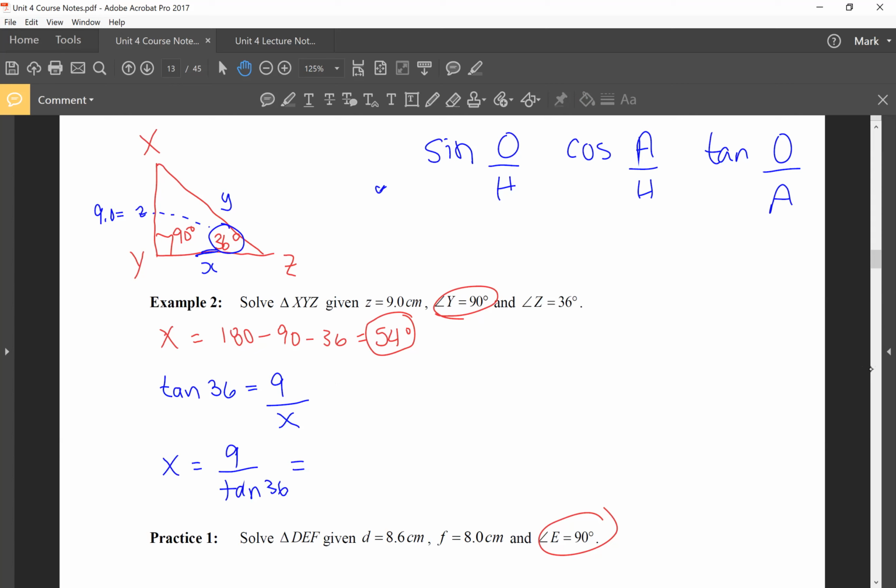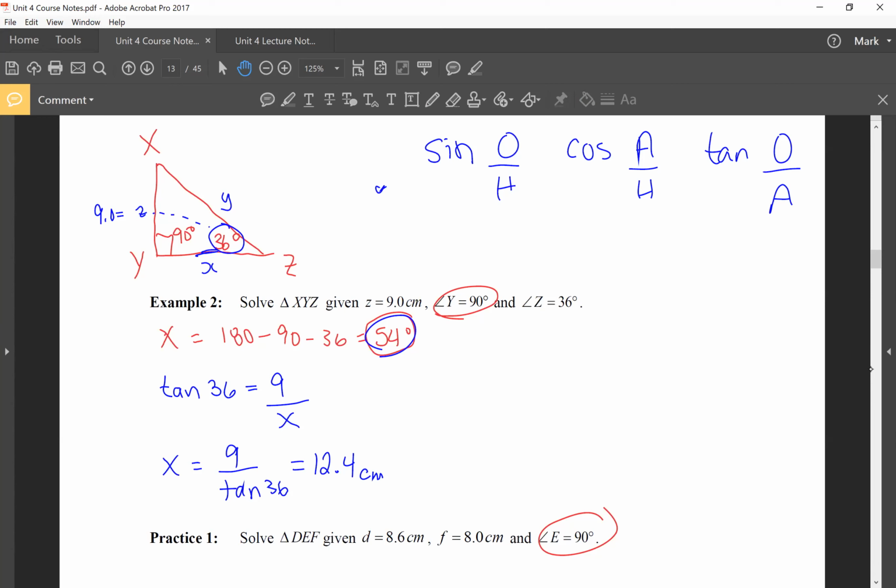So tangent 36, close your brackets, 9 divided by tangent 36 and hit equals, and I get 12.4. All right, cool. You could say centimeters because my unit's centimeters. Okay, so I know angle x, I know side x. Let's find y. So for y, I can do the same thing.